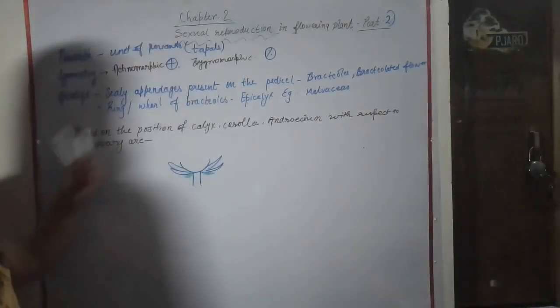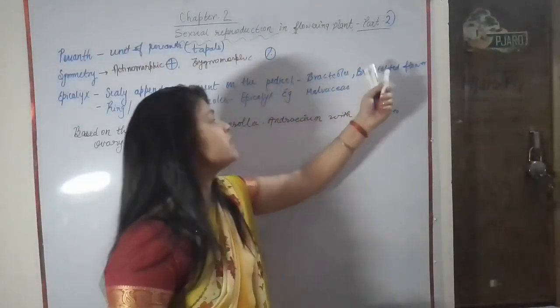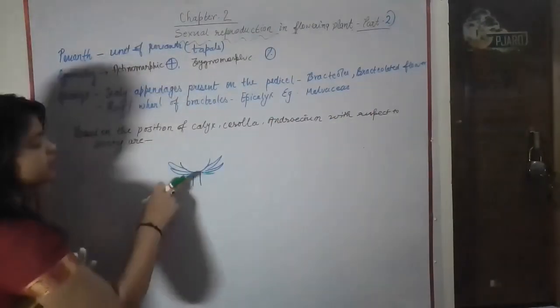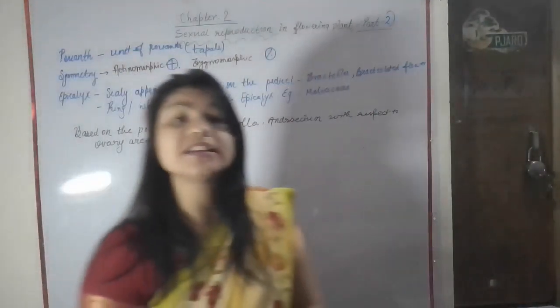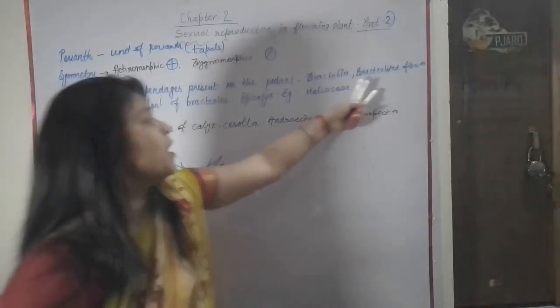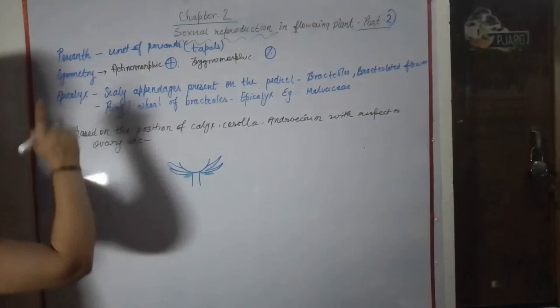When it is present on the pedicel, it is known as the bracteole, and the flower having this type of structure is known as a bracteolated flower. Clear?